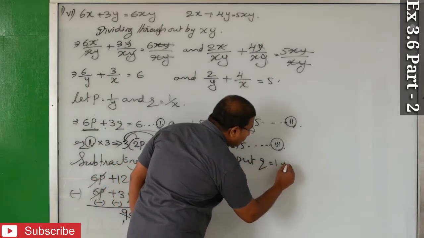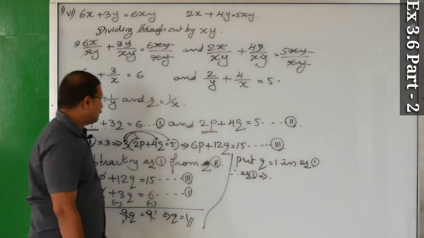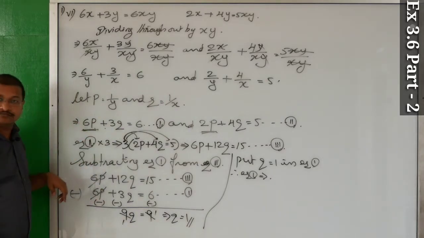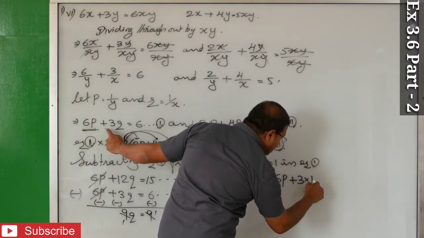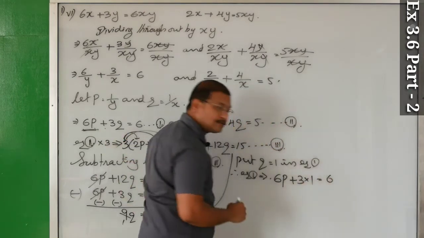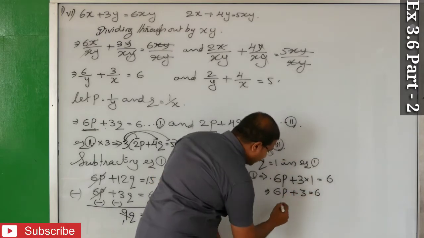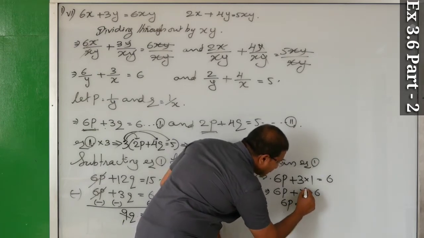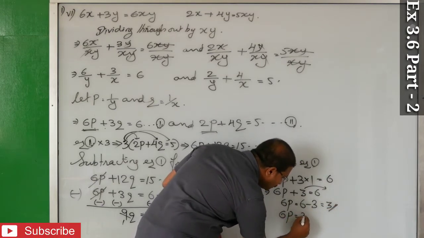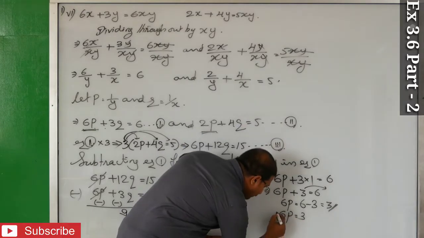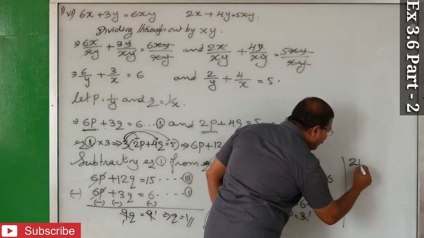Put q equals 1 in equation 1. Therefore, equation 1 implies 6p plus 3q. That means 6p plus 3, and q we got 1, so 1 equals 6. This implies 6p plus 3 ones are 3 equals 6. Now 6p equals 6, this 3 goes next side, minus 3. That means 6 minus 3, 3. That means we are getting 6p equals 3. Now both sides we can cancel by 3. 3 2s are 6, 3 1s are 3. That means we got 2p equals 1.